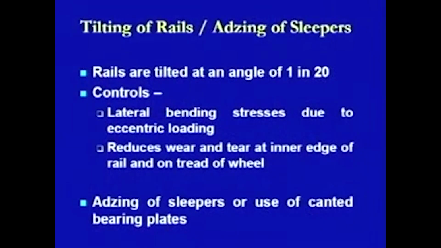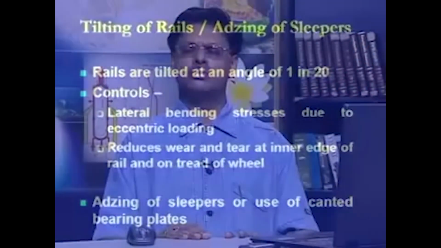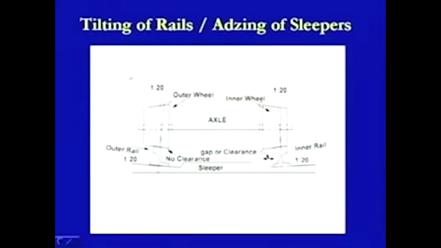So therefore there is another thing which is done, which is known as edging of sleepers. Edging of sleepers means there is a groove which is being cut at the base of the rail head, and this groove is also having an angle of 1 in 20. Therefore in this case, when the angle is 1 in 20, the rail base will get seated into that groove. Now we will look at this diagram and try to correlate the tilting of the rails and the edging of the sleepers in this diagram.